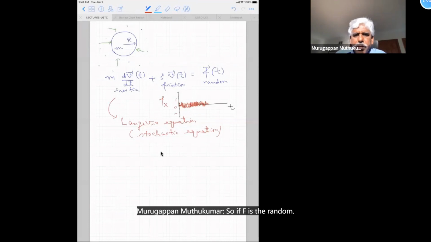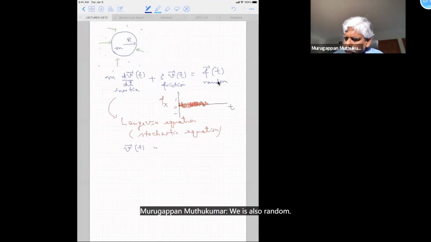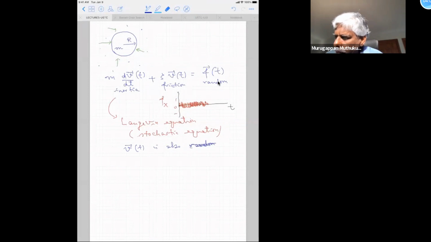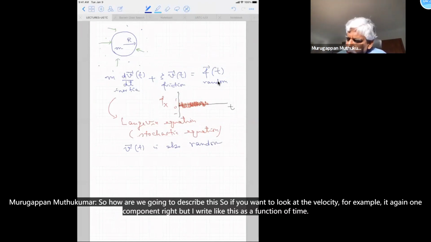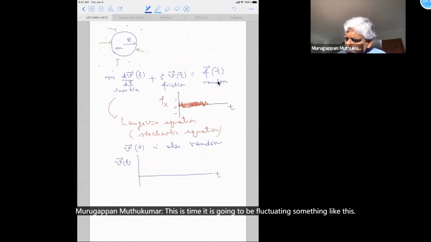So if F is random, then V will also be random. V is also random. So how are we going to describe this? If I want to look at this velocity, for example, again one component, right? I'll write it like this. As a function of time, this is time, it is going to be fluctuating something like this.